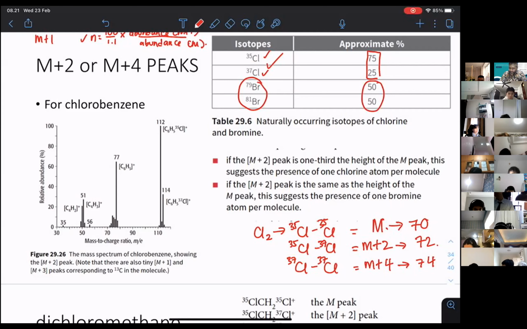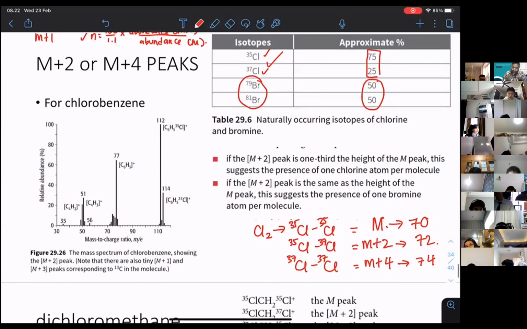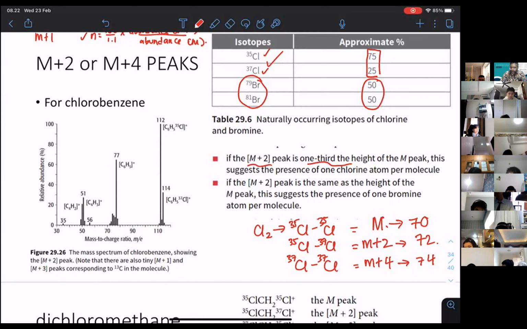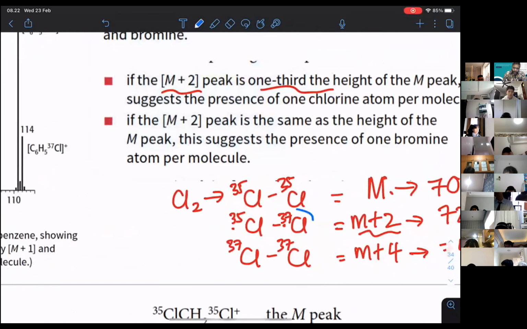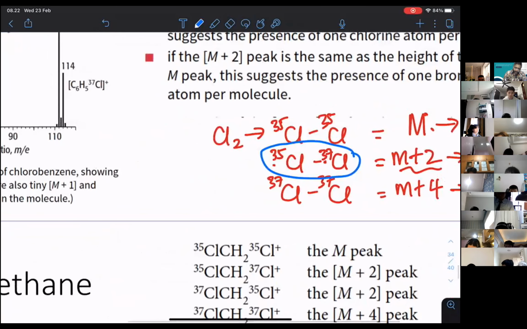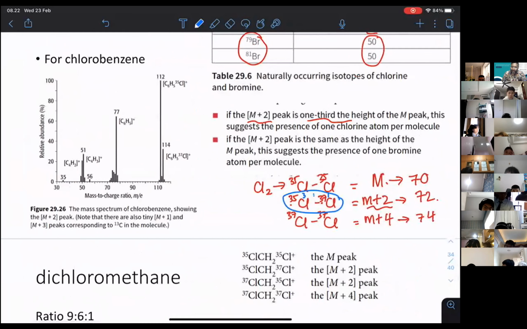All this information can be used if you want to calculate relative isotopic mass. Last time we already learned about this, but this is an extension to it. So M+2 is going to be 1/3. If the M+2 peak is 1/3 of the height of the M peak, it suggests the presence of one chlorine atom per molecule. M+2 involves 35 and 37, and according to the ratio, 35 is 75%, so 3 to 1. The peak is 1/3 of the height of the M peak.